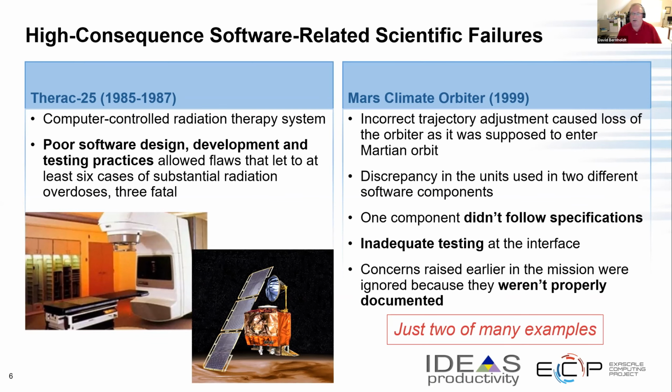Then back in 1999, the Mars Climate Orbiter is another very well-known example. One component didn't follow the specifications for the units of measure to be used in the system, and there wasn't adequate testing across that interface. So it wasn't found until the orbiter was actually over Mars, and then it failed. And these are just two examples.